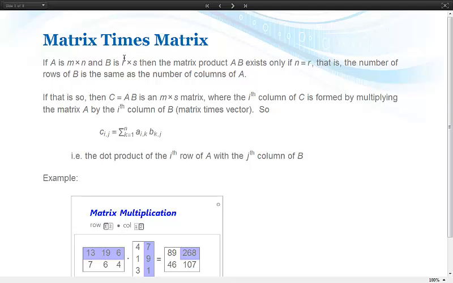It's as if we canceled out that middle dimension, where the ith column of the resulting matrix is formed by multiplying the matrix A by the ith column of B. And we know how to do that. That's matrix times vector. So we form the dot products of the rows of A with the ith column of B, and that gives me the ith column of the answer. In symbols, that's listed here. So let's look at it by way of example.